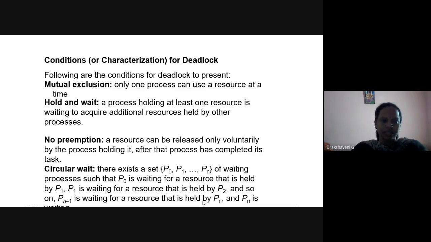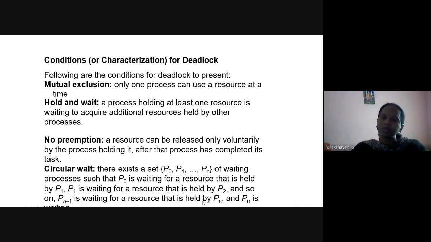First one is mutual exclusion. Only one process can use a resource at a time. So what this says is that there should be only one process and one resource. That is what is called mutual exclusion.